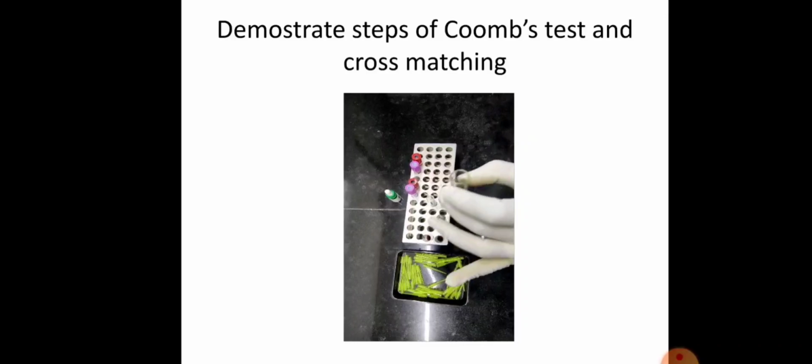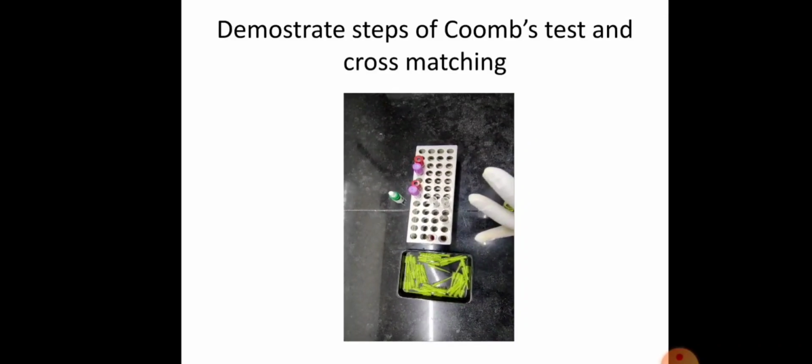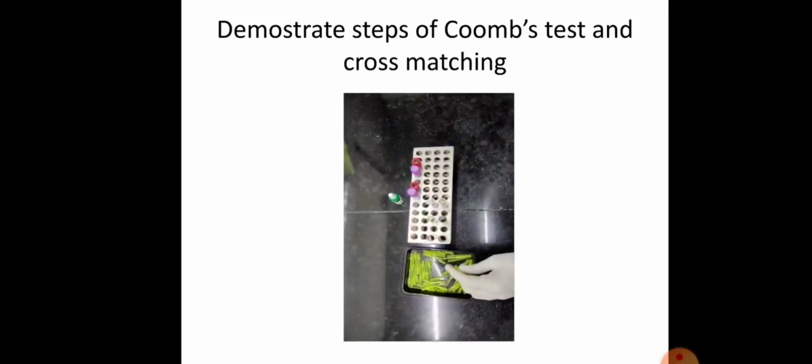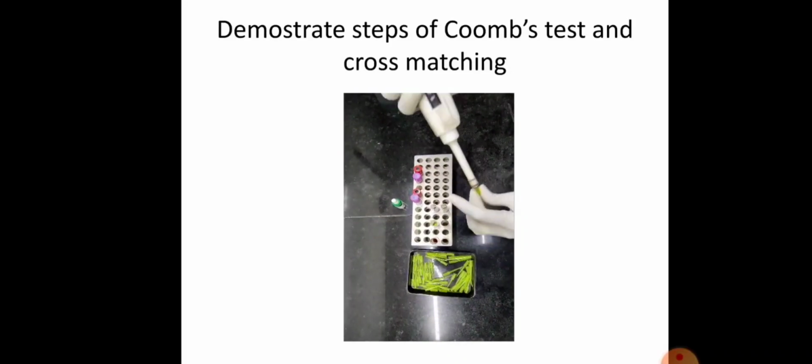For major cross match, we will take 1 volume of patient serum and 1 volume of 5% donor red cell suspension, both in one test tube. It is major because we are using the patient's serum and the donor's RBCs.